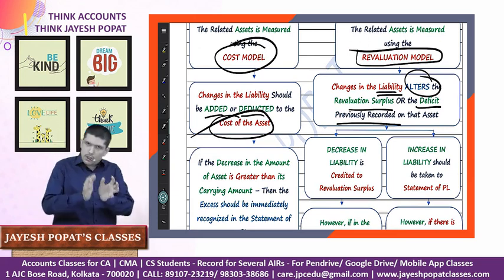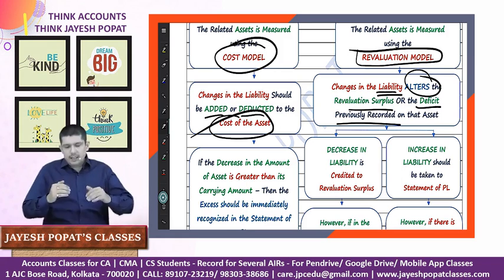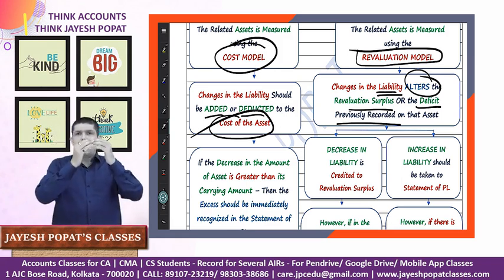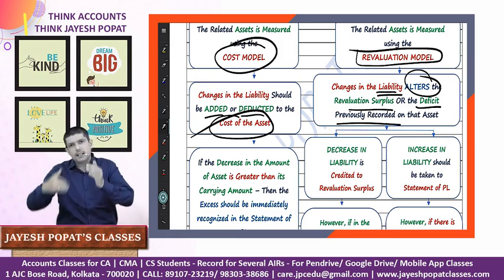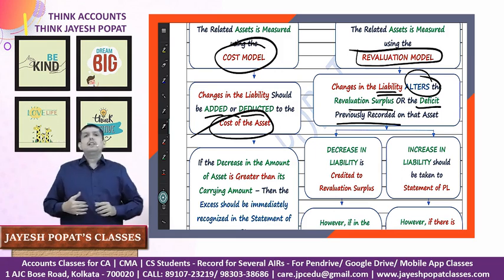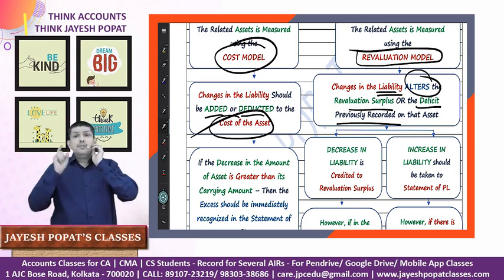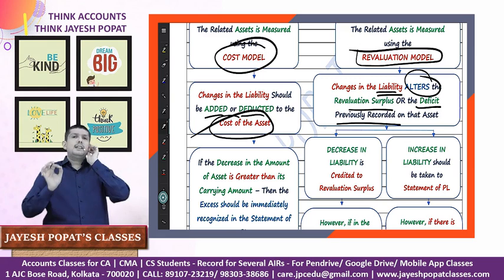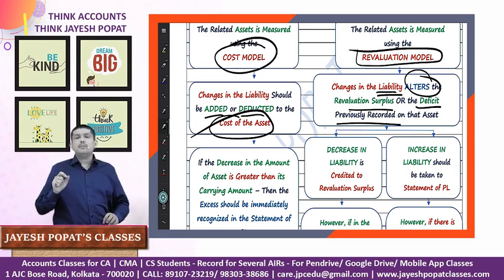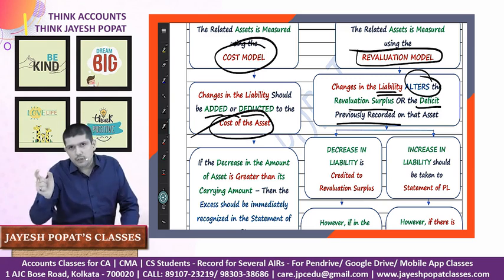If you are following the cost model, it's pretty simple: if there is an increase in liability, you will add that amount to the value or the carrying amount of your asset. If there is a decrease in the liability, you will reduce the carrying amount of your asset. But if you are following the revaluation model, you cannot make any change in relation to the change in the liability of the asset with the value of your PPE.